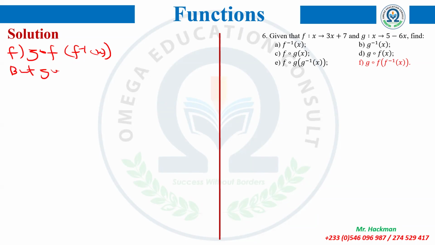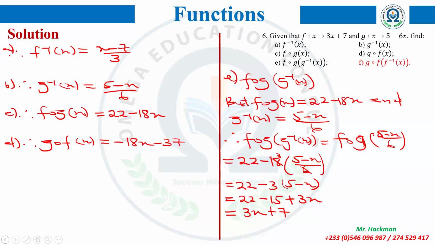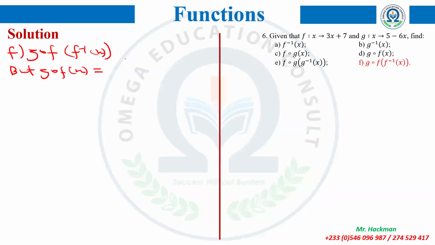My g of f of x is equal to, what did we get? Let's go back and check. You have it, so you can give me the answer. Minus 18x minus 37, is that not it? Yes, sir. And you need f inverse this time round. f inverse of x, what did we get? x minus 7 over 3.